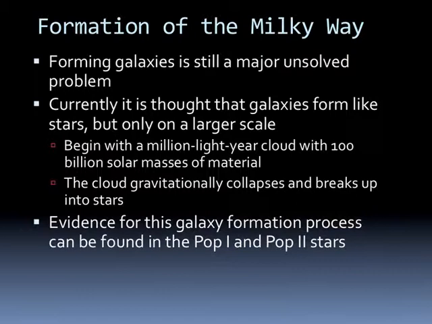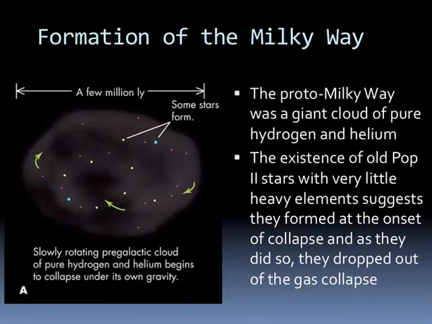Evidence for this galaxy formation process can be found in the population 1 and 2 stars. So the proto-Milky Way galaxy was a giant cloud of pure hydrogen and helium. The existence of old population 2 stars with very little heavy elements suggests they formed at the onset of the collapse, and as they did so, they dropped out of the gas collapse.